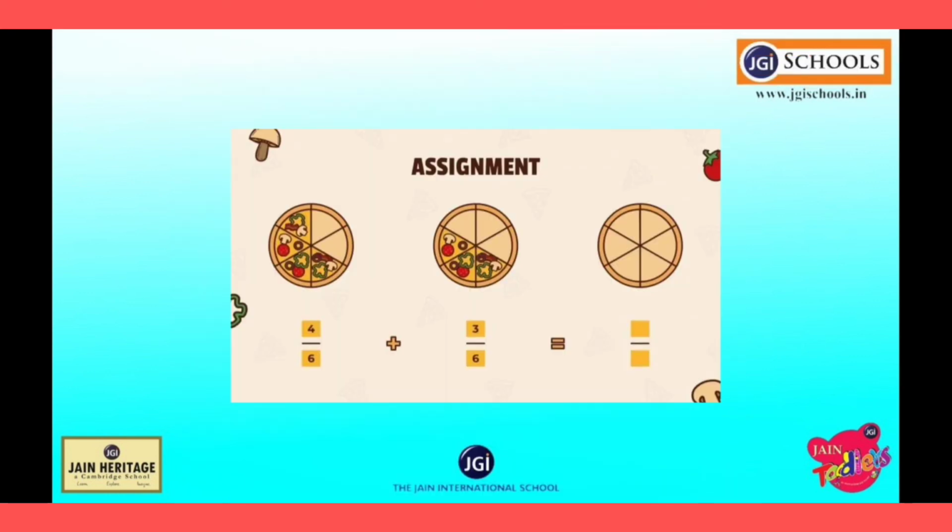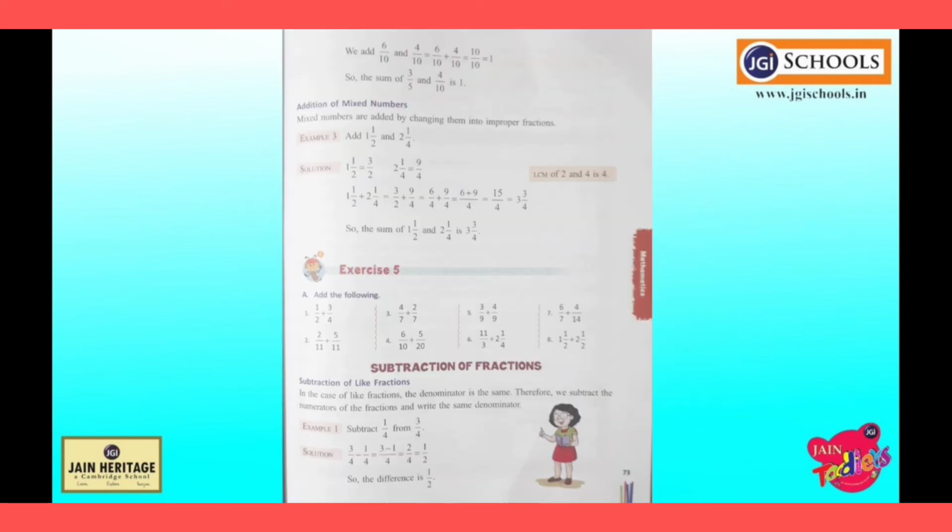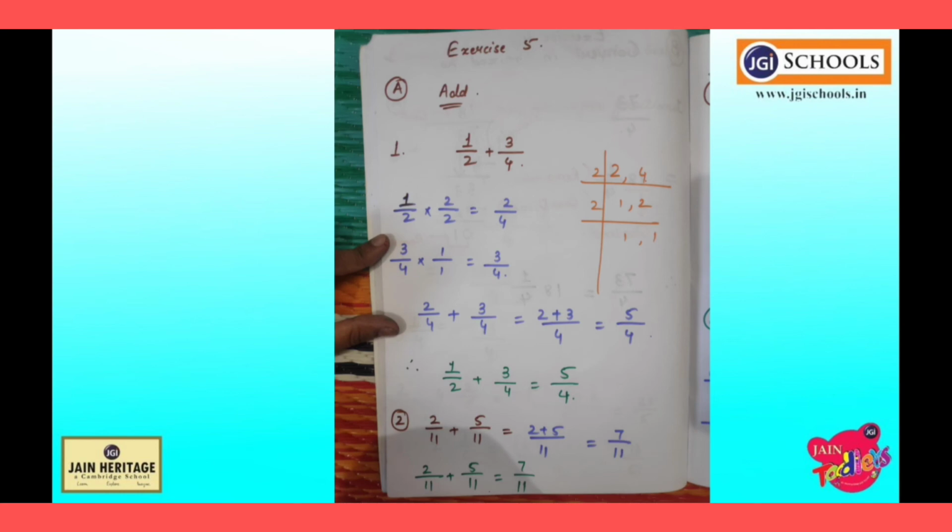Okay. It is a simple assignment. Here denominator is same. 4 plus 3. It will be 7 by 6. It is assignment for you. And exercise 5. It is the addition of the fractions.